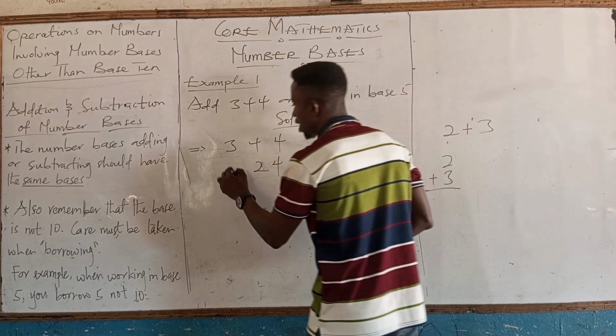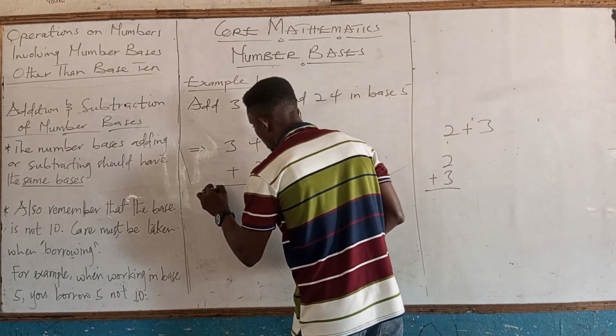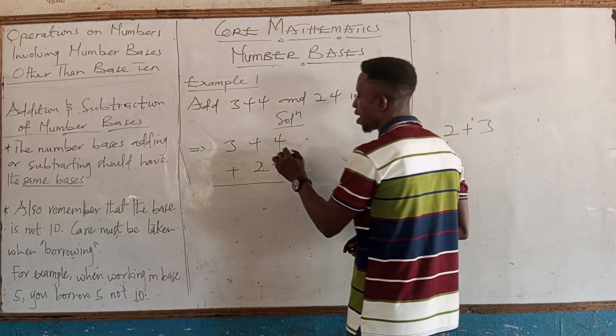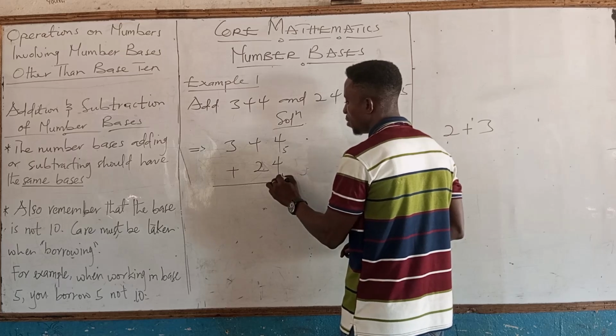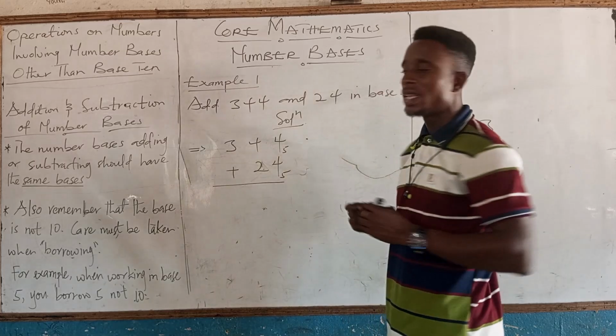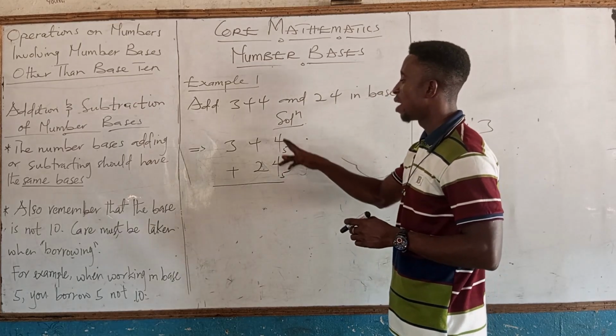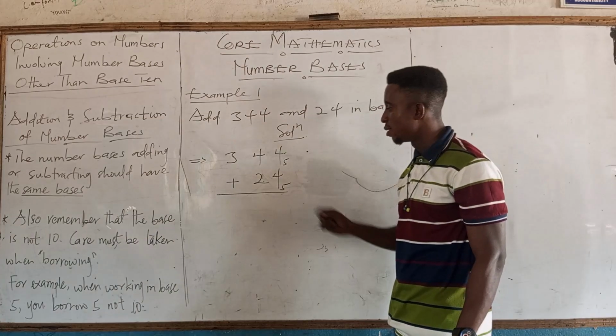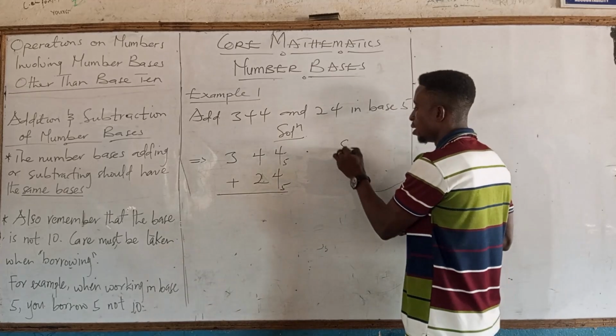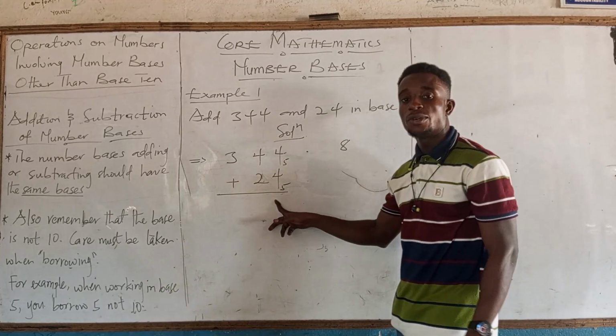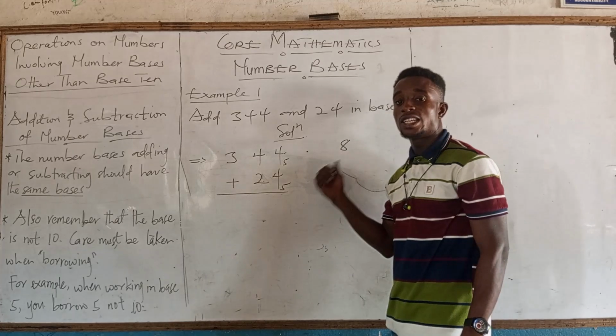So I have that, then I put my plus here, then I underline. Since we are working in base 5, I have to write the 5 to show we are in base 5. Are we getting that? Okay. So putting the answer, I'll have this one plus this, we get 8. We are in base 5. So 8 is not part of the digits of base 5.